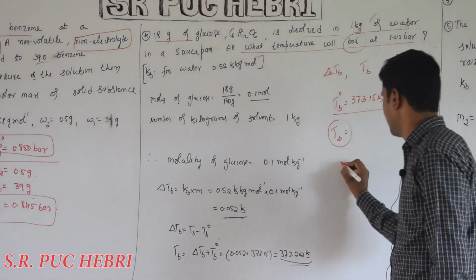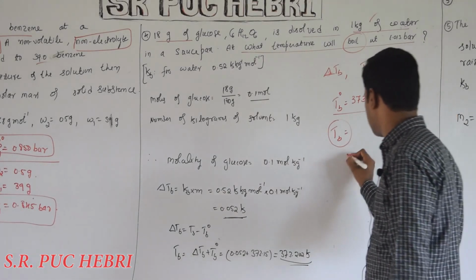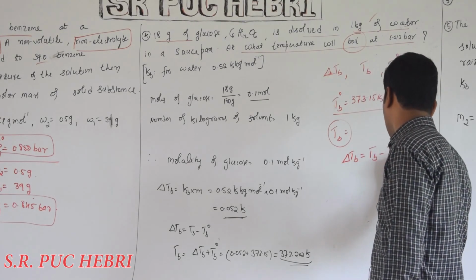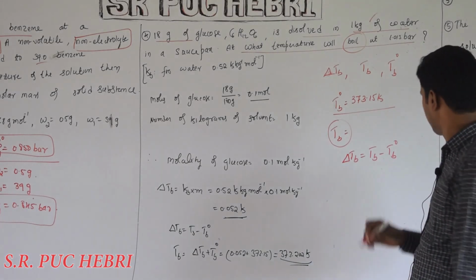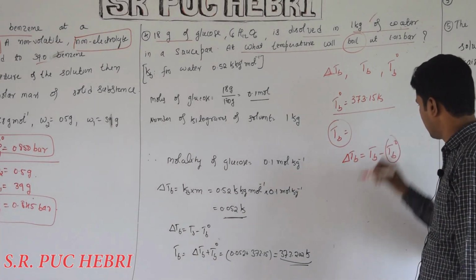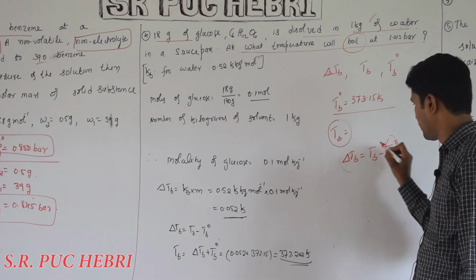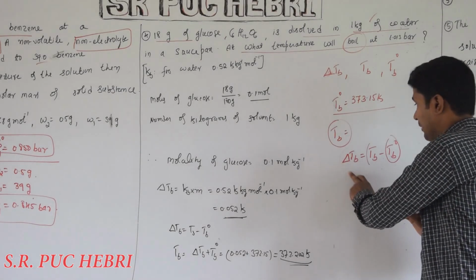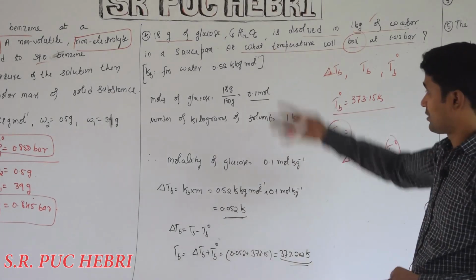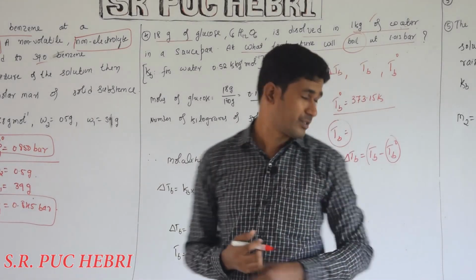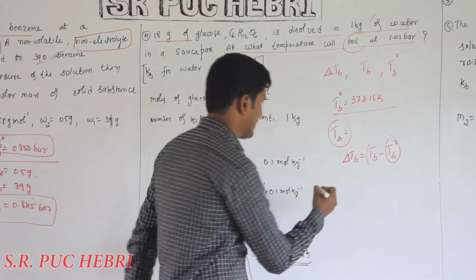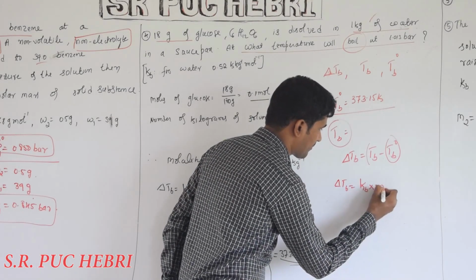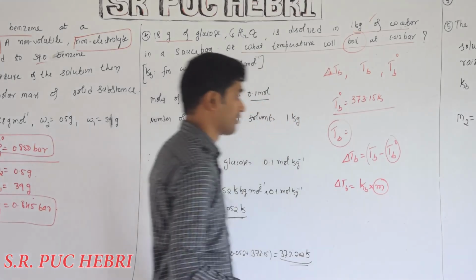How to calculate? The formula is very simple. Delta TB is equal to TB minus TB naught. In this formula, we know TB naught, but delta TB is not known to you, and even TB. We don't know these two. But you can find delta TB using the given details. For that, we have to use one more formula. Delta TB is equal to Kb into m, where m is the molality of the solution.